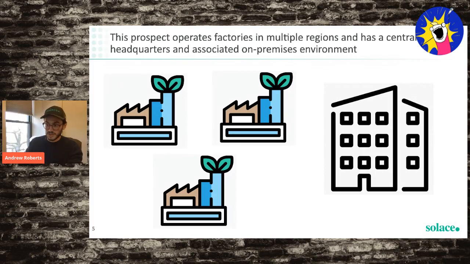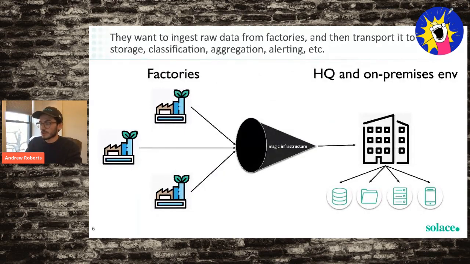So this prospect's use case, they had factories spread across regions, and then they had a central HQ where they had their engineers and management work, as well as their on-premise computing environment. So basically what they wanted to do is take the raw data that was being produced in those connected devices at each factory, funnel it through some magic infrastructure, and spoiler alert, and then eventually get it to HQ in their on-premise computing environment so they can do things like store it, classify it, aggregate it, or potentially alert out engineers or interested parties in the data or the data products produced from the raw data.